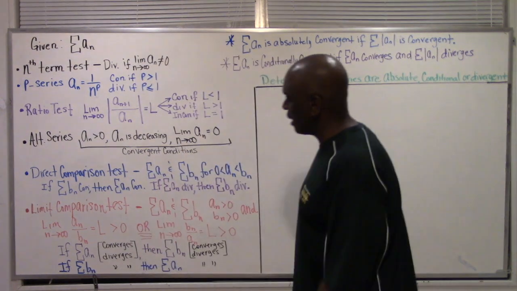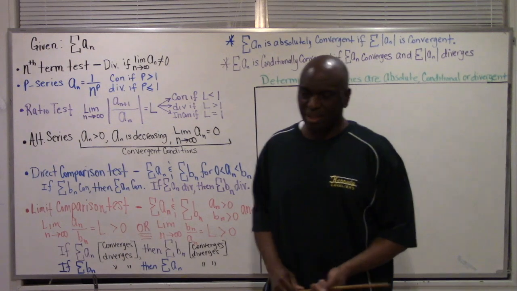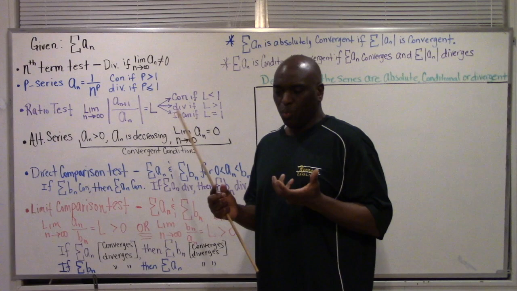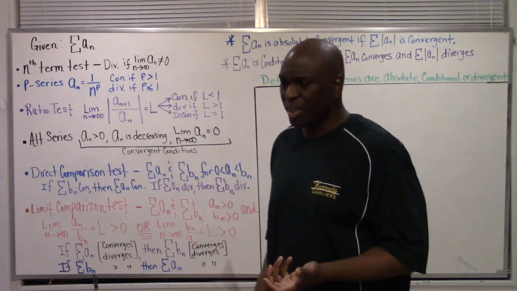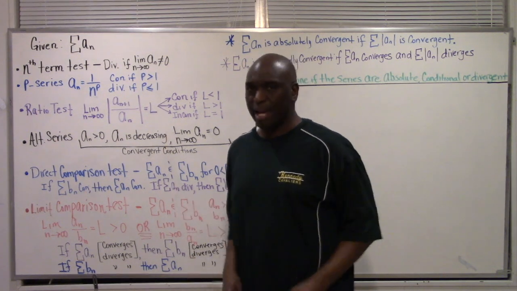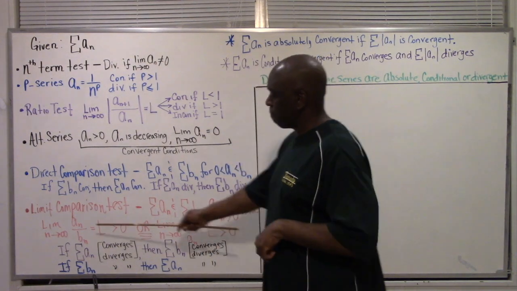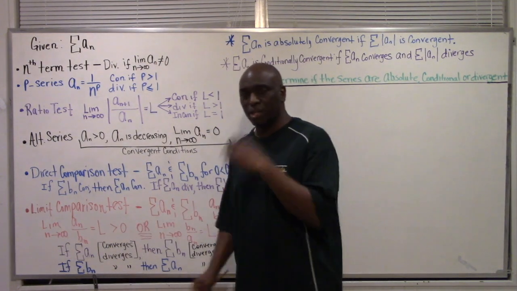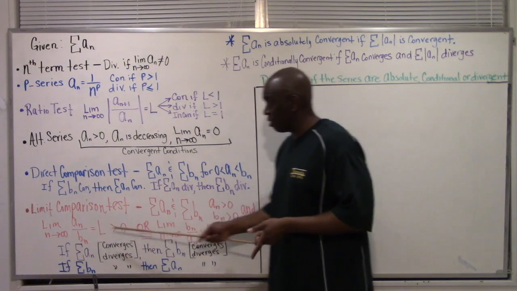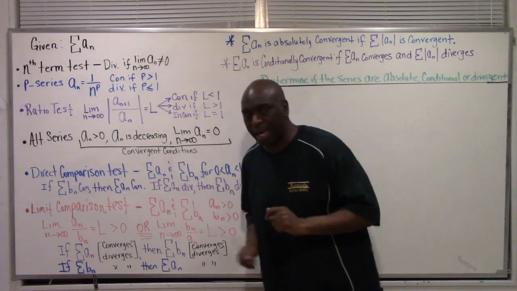Okay? And then lastly, we have the limit comparison test. This is a very nice test. What it tells us is that if we have, again, two series here, it doesn't matter which one's largest, which one's smallest. What does matter is if you take the limit, as n gets very large, of the ratio of either a_n divided by b_n or b_n divided by a_n. It does not matter.